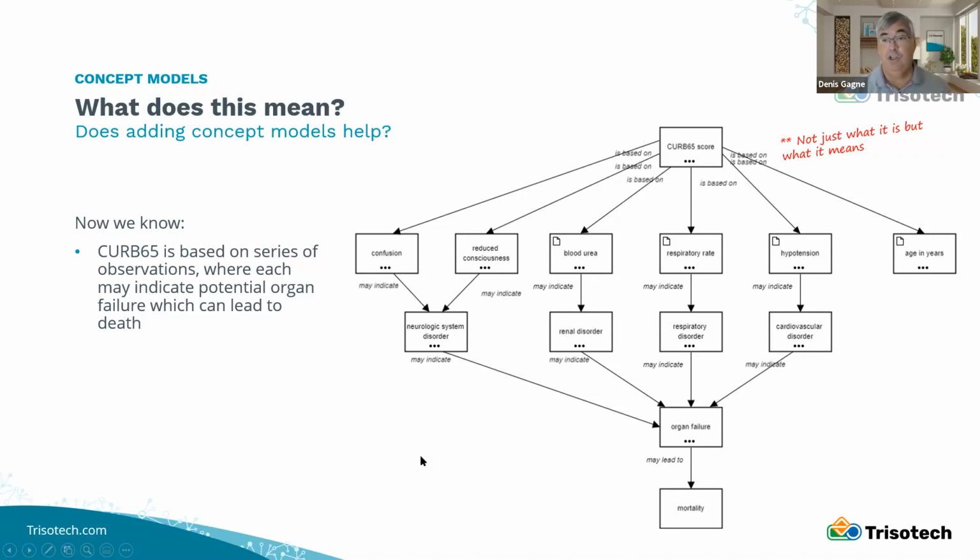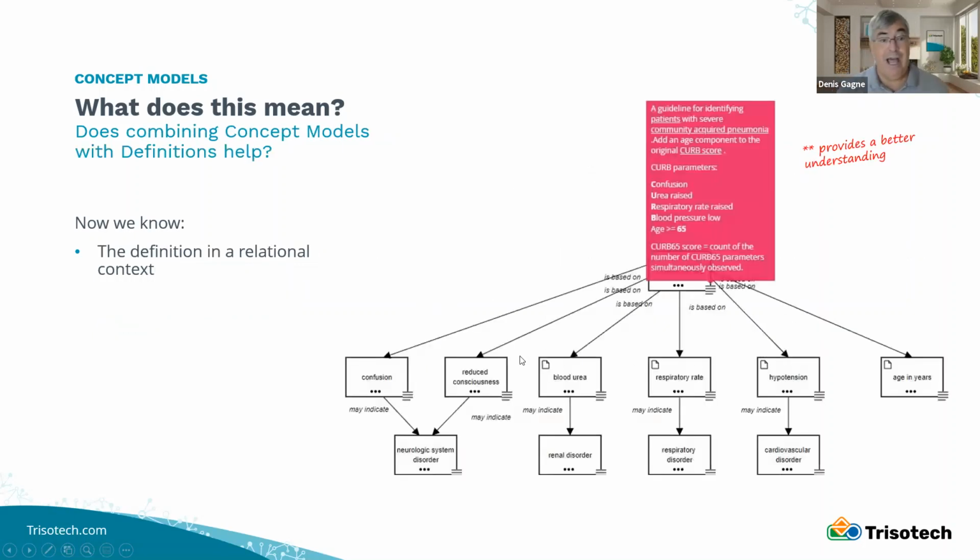which may indicate potential death. So now I have a better understanding that when I'm looking at a Curve 65 score, yes, there is the definition of what it is, but now I have an understanding of what it means, and why it's important, because taken together these different observations may be indications of potential failures in my system, in my organs, which may then lead to death, which is a very important thing to know. So now, when we put all this together, I have my definition, I have my context, and it provides us a much better understanding of what Curve 65 means.